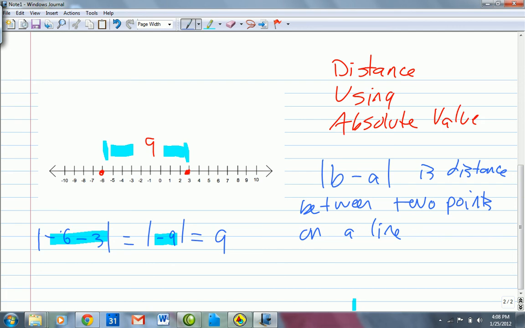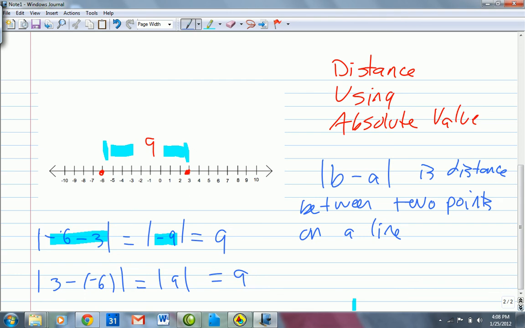What if we went the other way? What if we left it as 3 minus negative 6? Right? And again, the distance between 2 points, this hopefully will convince you that it doesn't matter which way you express the order. 3 minus negative 6 is 9, and the absolute value of 9 is also 9. Okay?